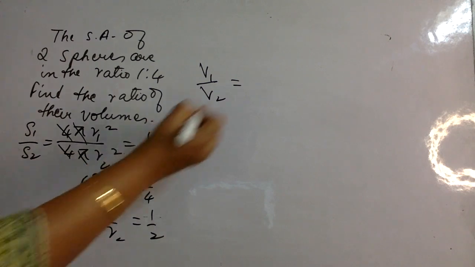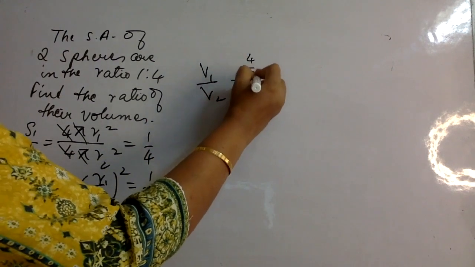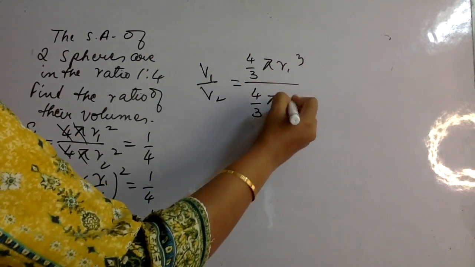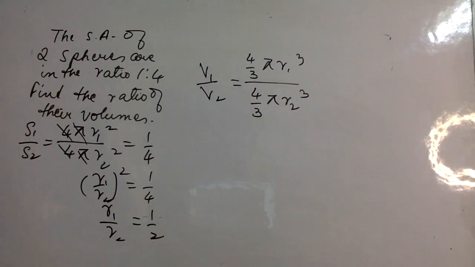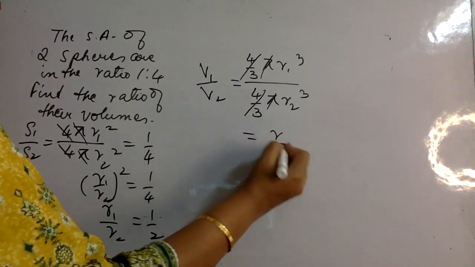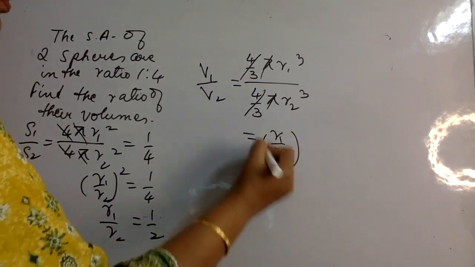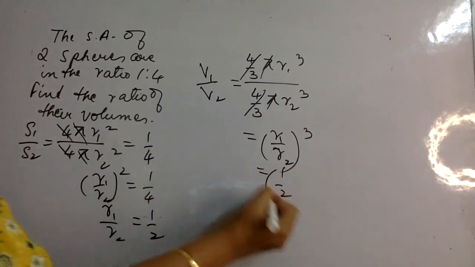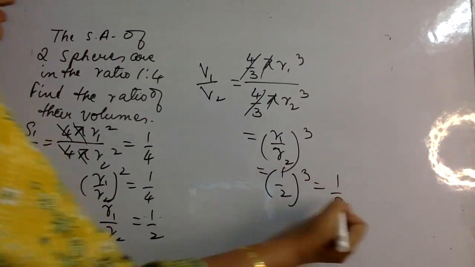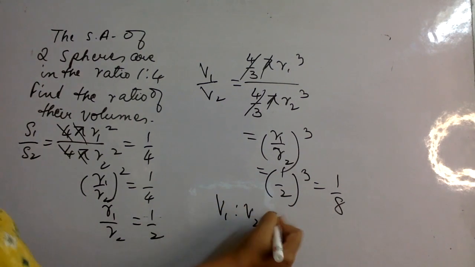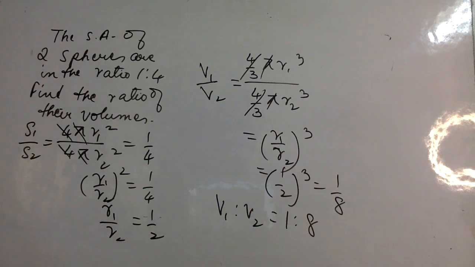So V1 by V2, again I'll write the formula: 4/3 pi R1 cube by 4/3 pi R2 cube. Okay, and now this cancels. Yes, so (R1 by R2) cube, I'll put 1 by 2 here. I'll just substitute from here. (1 by 2) cube, that is 1 by 8. Therefore V1 is to V2 is 1:8.